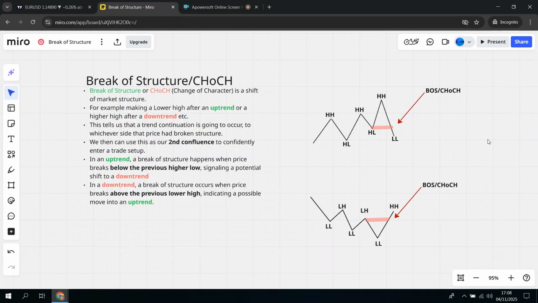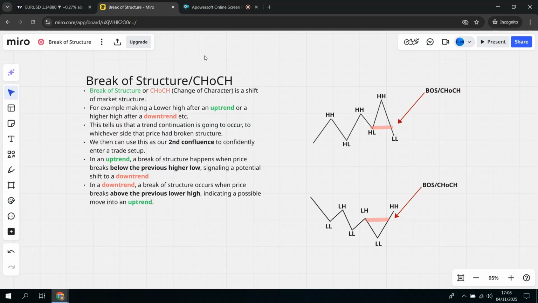Anyway, in an uptrend, a breaker structure happens when price breaks below the previous higher low, signaling a potential shift to a downtrend, and then vice versa. In a downtrend, a breaker structure occurs when price breaks above the previous lower high, indicating a possible move into an uptrend.